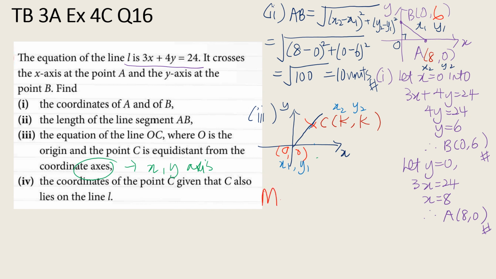will be y2 minus y1 over x2 minus x1, that's k minus 0 over k minus 0. That gives us k over k. And what is k divided by k? That gives you 1, right? Just like 3 divided by 3 is 1, 2 divided by 2 is 1. So the gradient of the line OC is 1. And the line OC passes through the origin, so the y-intercept value is 0.